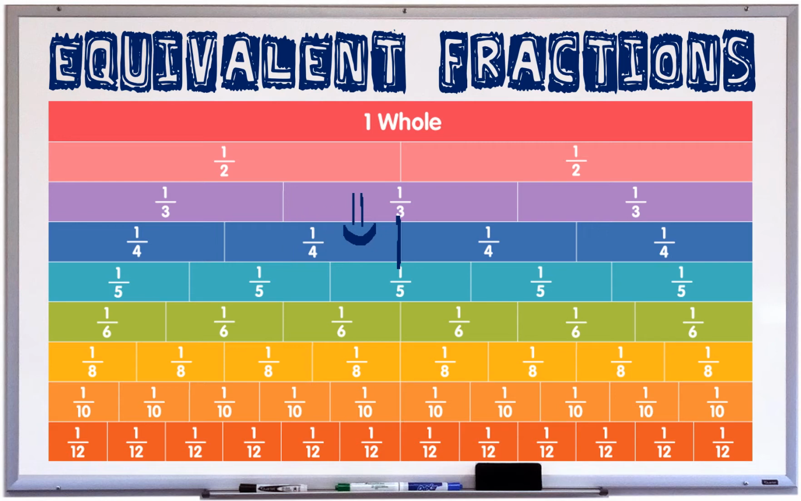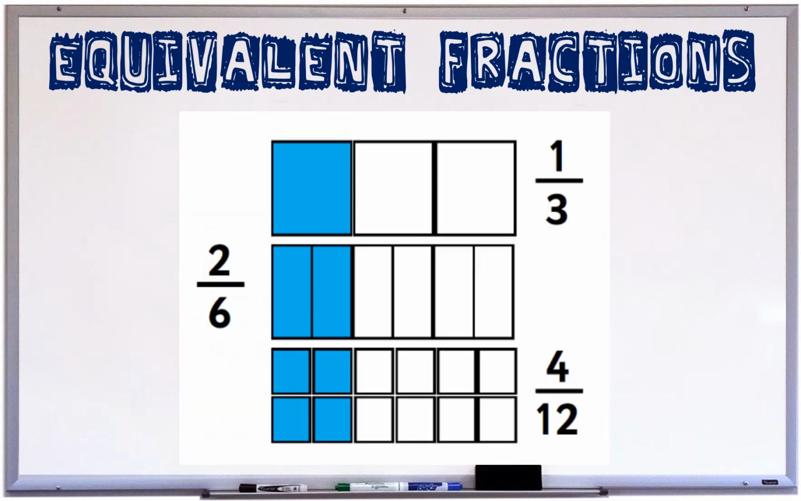Let's look at 1/3. 1/3 is the same as 2 6ths and 4 12ths. Can you see that they are broken up into more pieces, but they are still the same size?